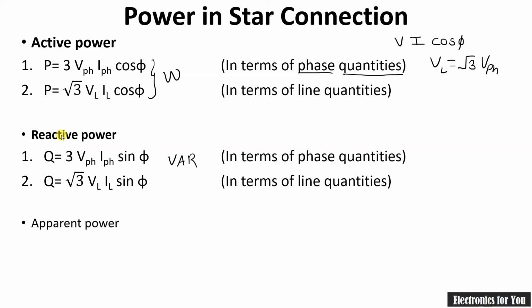Similarly, we can calculate apparent power by using the formula S equals under root P square plus Q square. Now put any two quantities here for the phase or for the line, and we will get S equal to under root 3 VL IL, or we will get it equal to 3 times VPH IPH. So this is our apparent power in case of a balanced star connection.